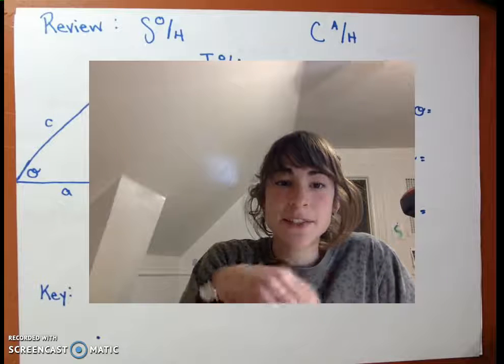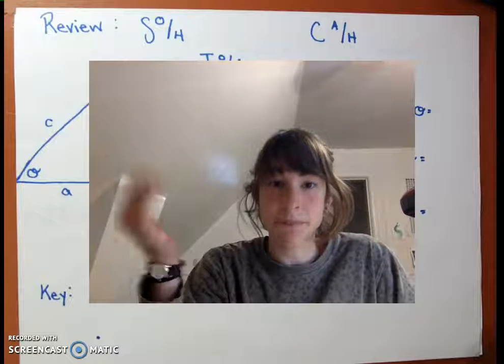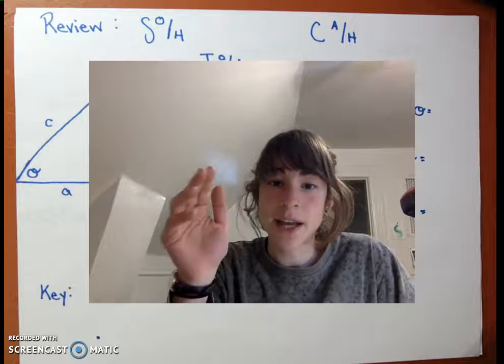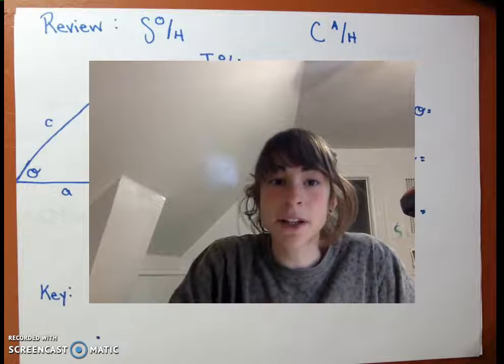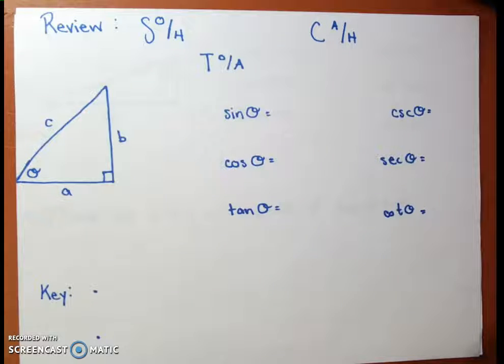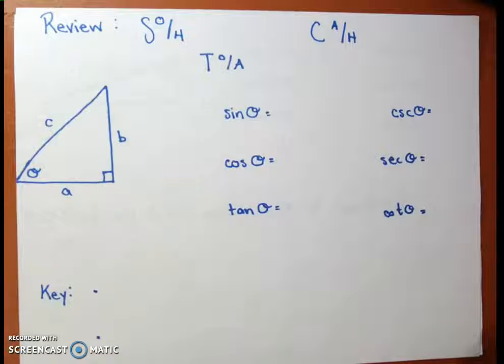Hi everyone, in this video I'm going to review a concept with you that you likely learned when you took geometry. And it's the idea of finding the sine, cosine, and tangent of an angle if that angle is part of a right triangle. So this is a right triangle. It means one of the angles is 90 degrees.